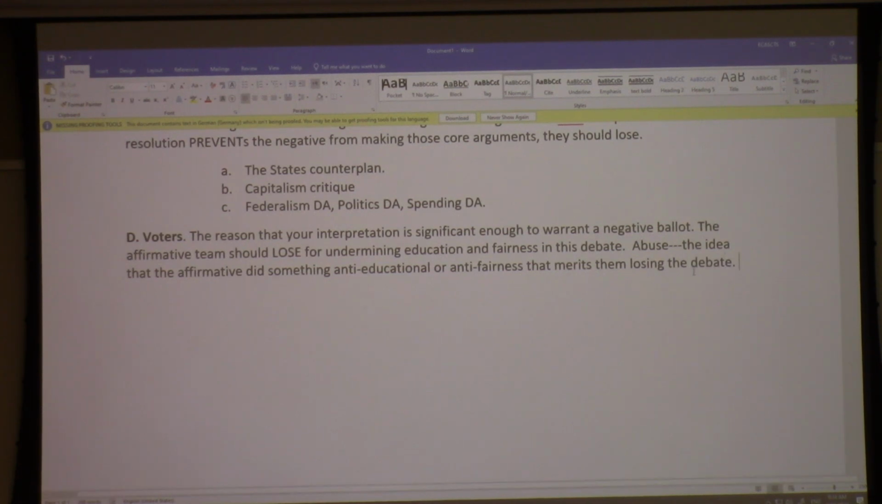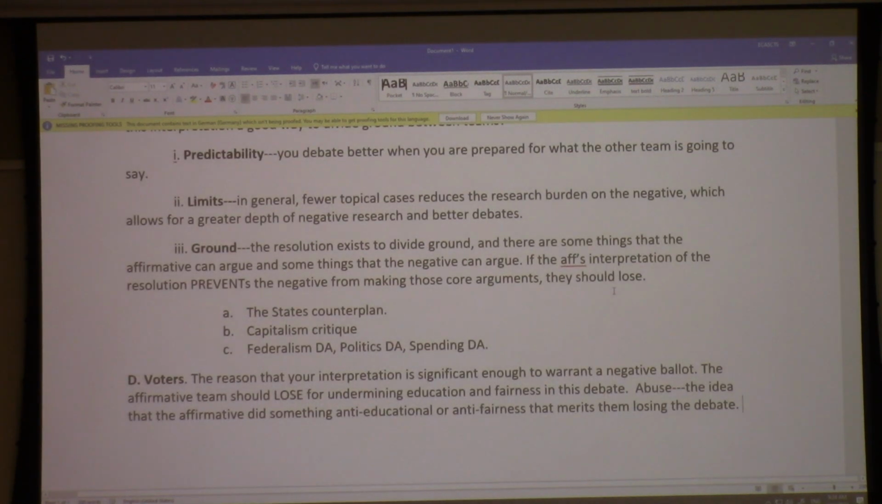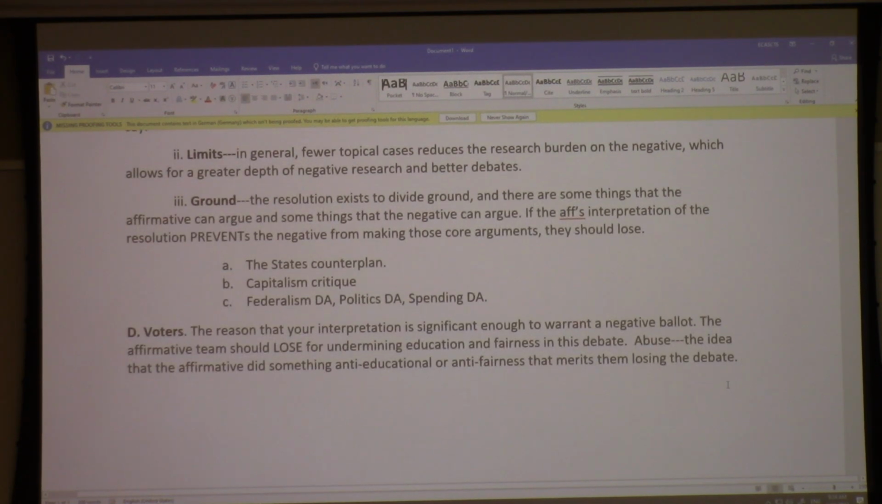Education is also important here. So if debates are supposed to be educational, and the negative proves that the affirmative team is hurting education by the way that they're defining the resolution, then they should lose the debate. Okay, so we're going to shift gears, looking at the specific topicality violation that you all will be debating over the course of this camp. But for now, does anybody have any questions about things that I've mentioned up until this point?